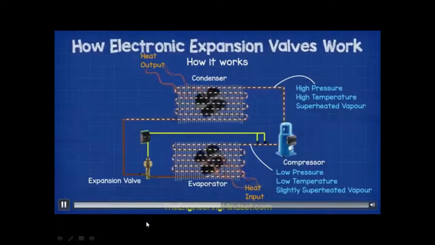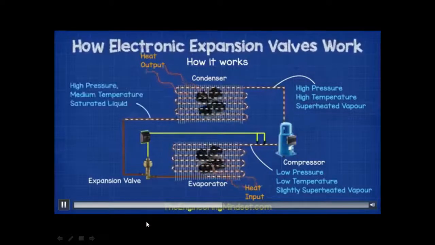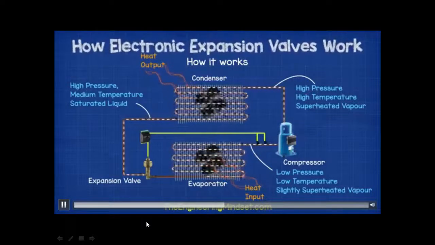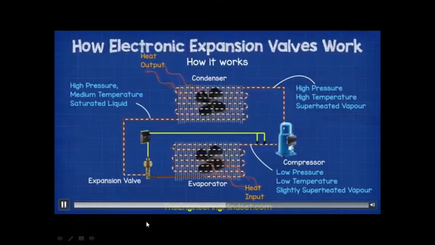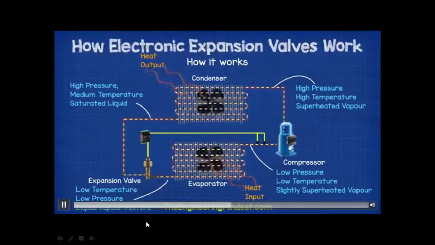This causes the refrigerant to condense into a liquid, so when it leaves the condenser, it will be a high pressure, medium temperature, saturated liquid. It then passes down into the expansion valve. The expansion valve causes a pressure difference between the condenser and the evaporator. It holds back the high pressure liquid refrigerant and decides how much to let through into the evaporator.